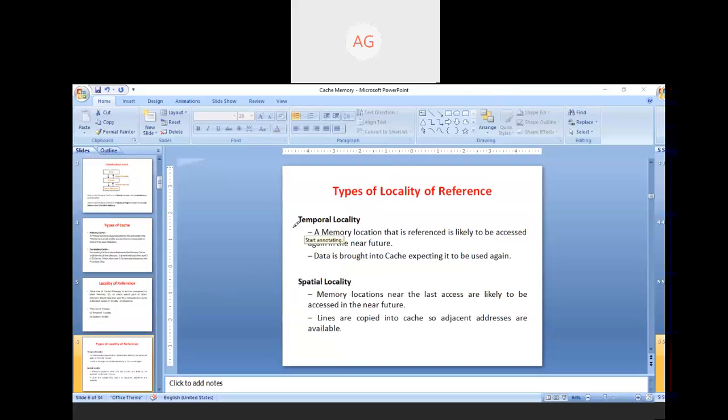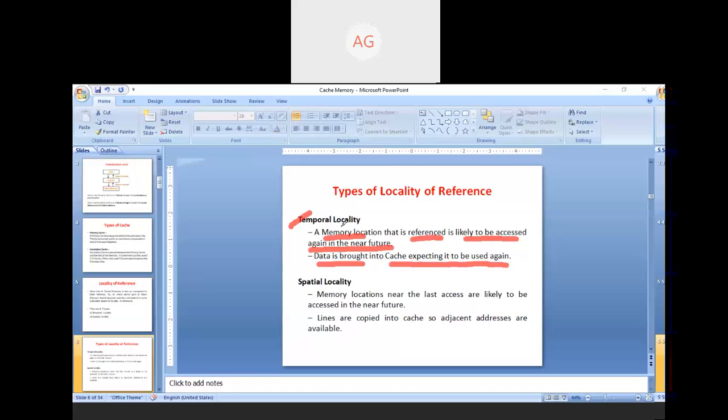So first is temporal locality. A memory location that is referenced is likely to be accessed again in the near future. So basically, whatever memory is referenced is likely to be accessed again in the near future. The second point is that data is brought into cache, expecting it to be used again.